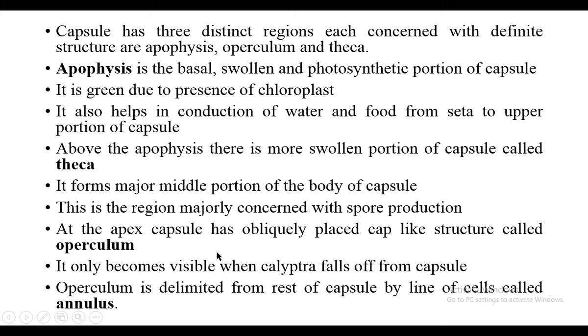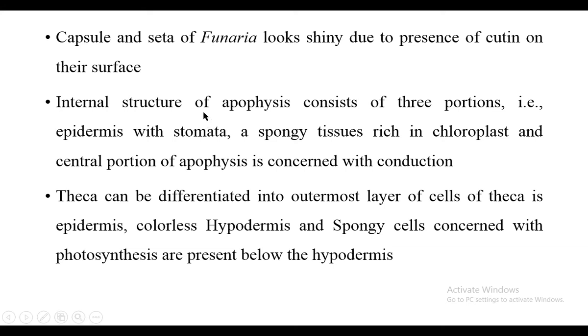At the apex, the capsule has an obliquely placed cap-like structure called operculum. It only becomes visible when the calyptra falls off from the capsule. Operculum is delimited from the rest of the capsule by a line of cells called annulus. The line of cells हैं उनको annulus का नाम देते हैं. Capsule and seta of Funaria look shiny due to the presence of a special type of protein on their surface.